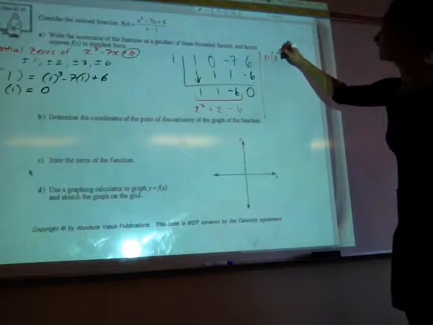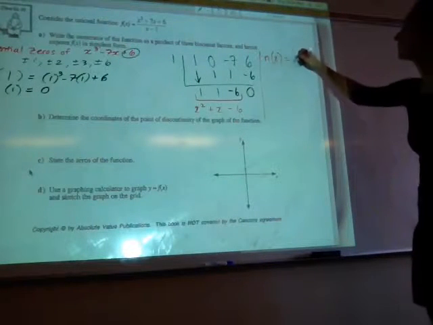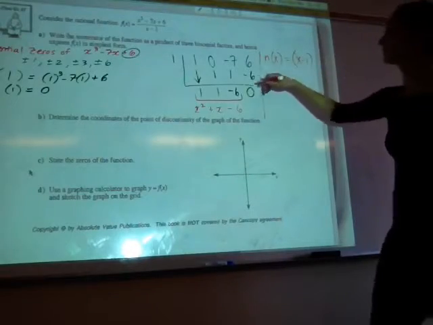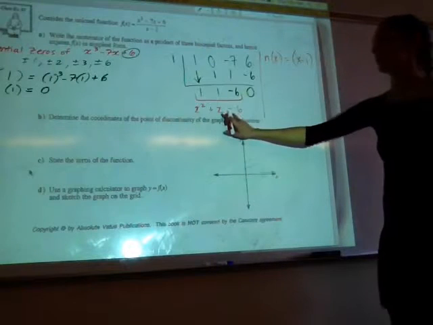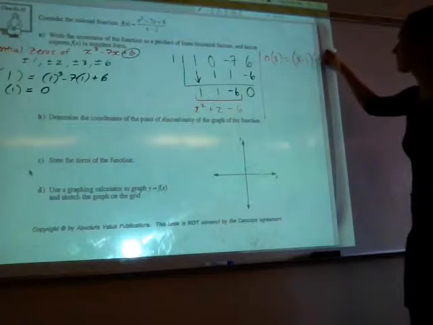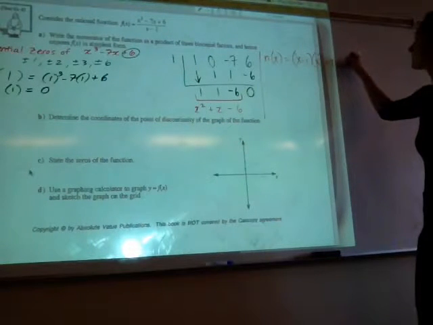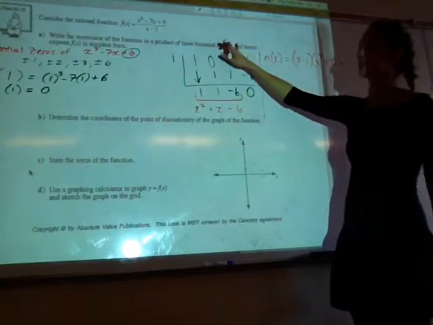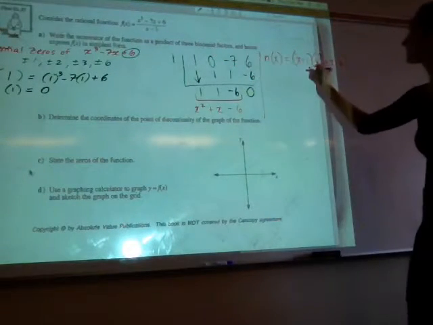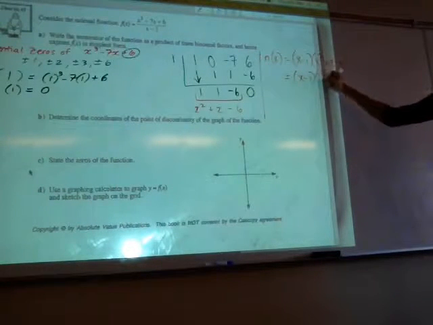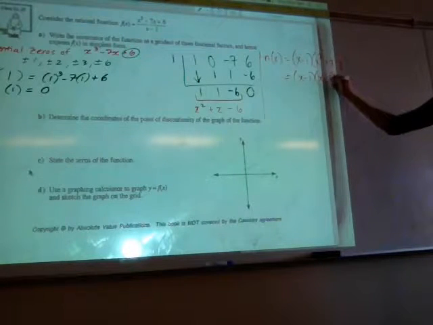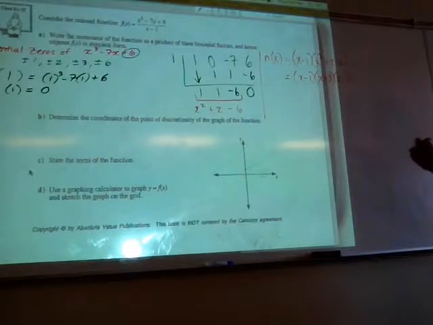So your numerator right now is equal to x minus 1 from our factor that we know had a remainder of 0, and we have x squared plus x minus 6. They're asking us to factor this into the product of 3 binomial factors. So we just have to break down this quadratic a little further. Okay, and we get x plus 3 times x minus 2.